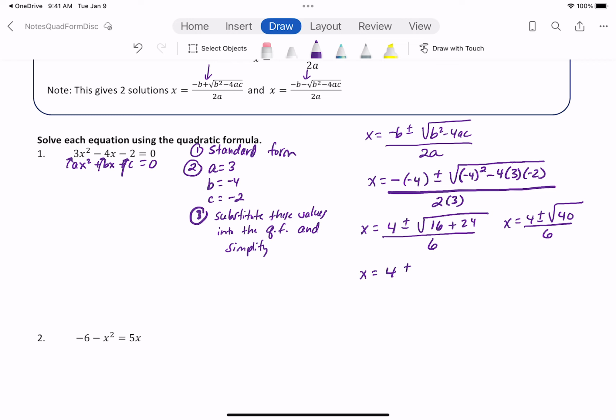And of course, we can't forget the rules that we have already learned in previous material. The square root of 40 can be broken down, right? We can write this as the square root of 4 times 10 over 6. And then we know that the square root of 4 is 2, so we get 2 root 10 over 6.